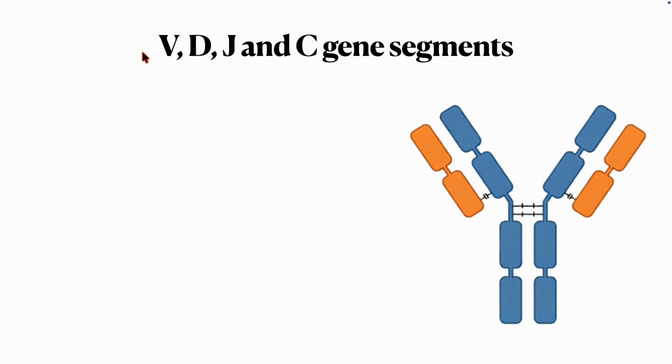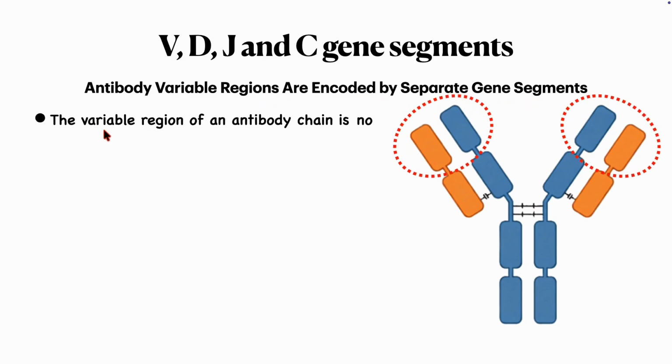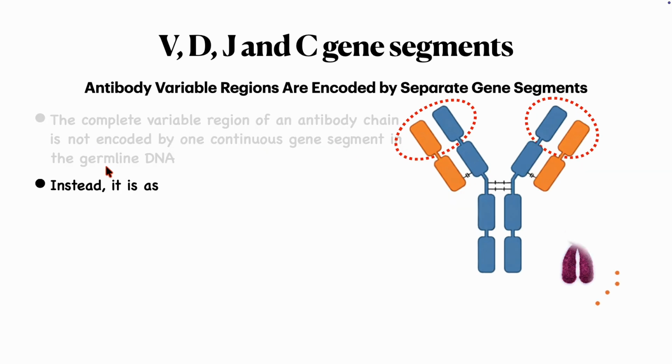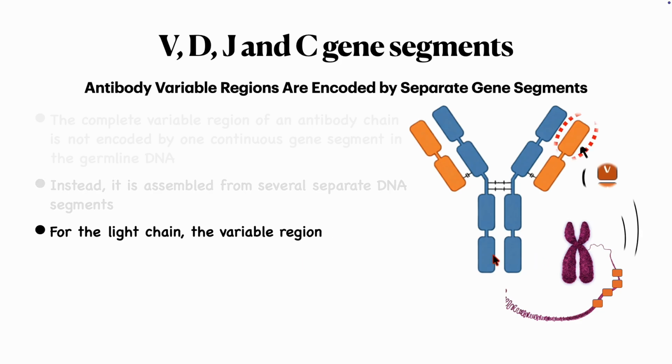Let's move on to the second outline, VDJ and C gene segments. First, we need to understand how antibody variable regions are encoded by separate gene segments. Unlike many proteins, the variable region of an antibody chain is not encoded by one continuous gene segment in the germline DNA. Instead, it is assembled from several separate DNA segments.